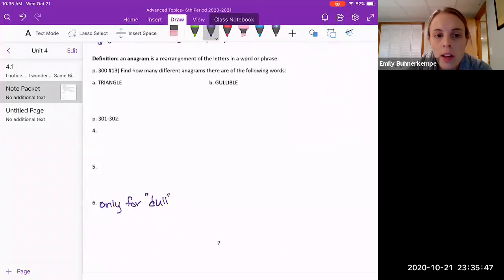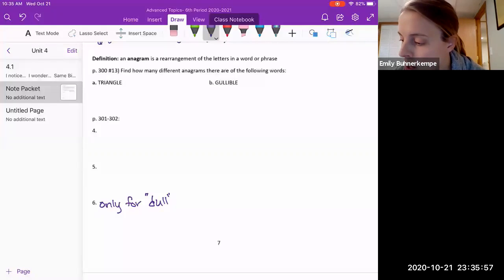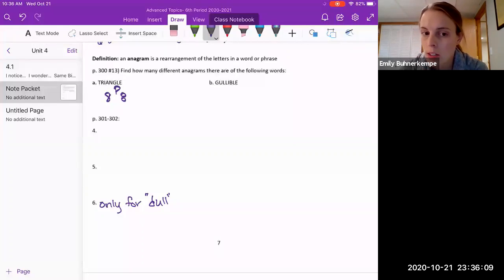So the first word that we're going to look at is triangle. Notice that in triangle, all the letters are different. There are no repeated letters. So in triangle, you're going to count the number of letters that you have. So we have 1, 2, 3, 4, 5, 6, 7, 8 letters in the word triangle. There are 8 places that you can put each of the letters. So if you're thinking about filling in the blanks, you have 8 choices for that first letter, and then 7 choices for the next letter, 6, 5, all the way down until you get to number 1.